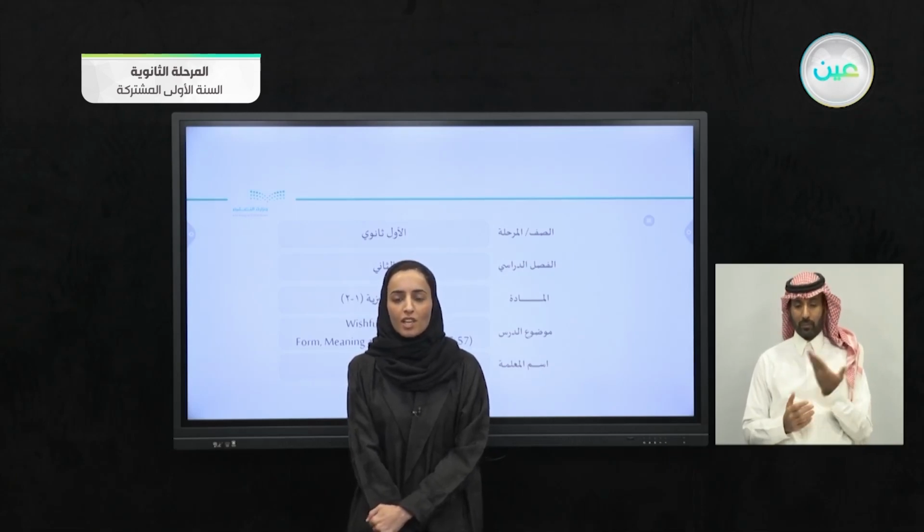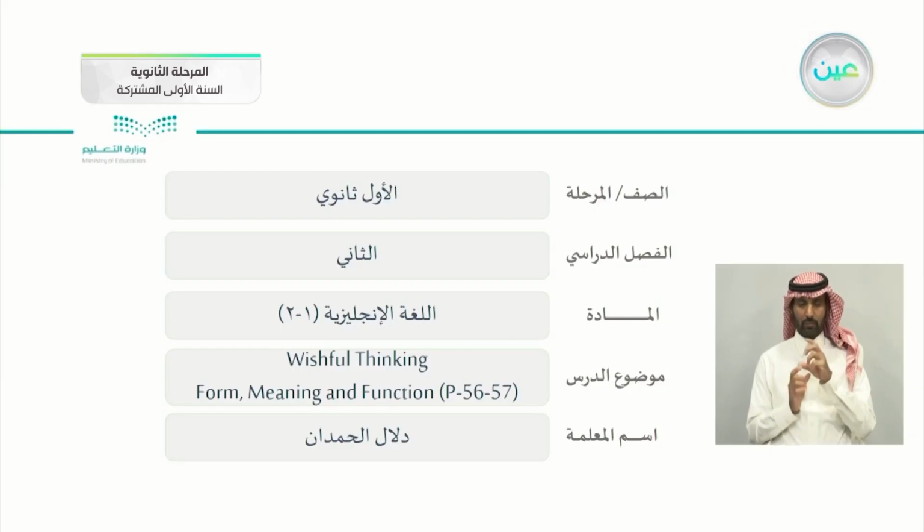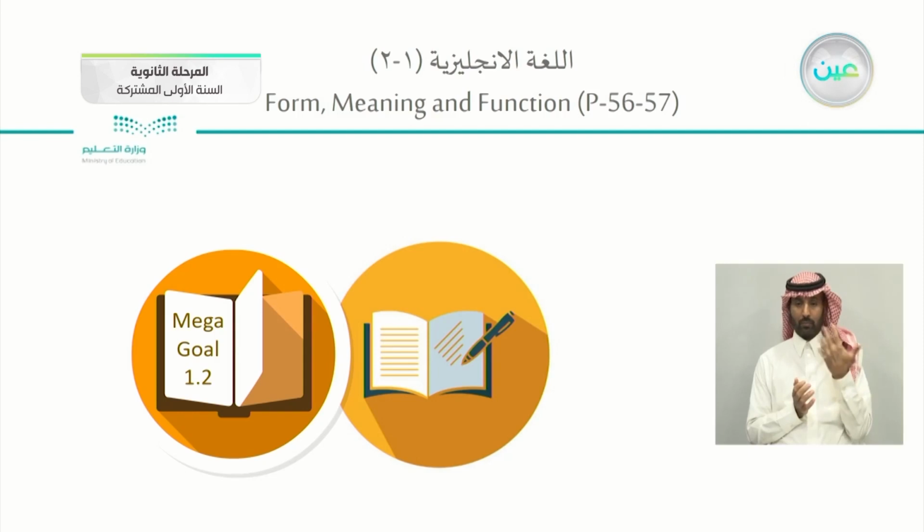In our lesson today, we will continue with our unit which is titled Wishful Thinking. Our lesson today is the form, meaning and function lesson in your books, page 56 and 57. All you need for the lesson today is your books, page 56 and 57, a sheet of paper and a pen to take down your notes.